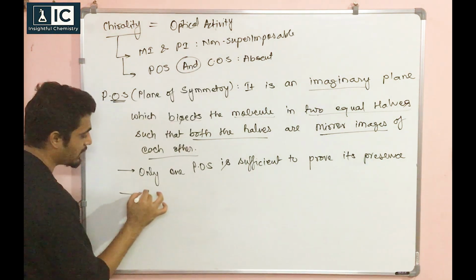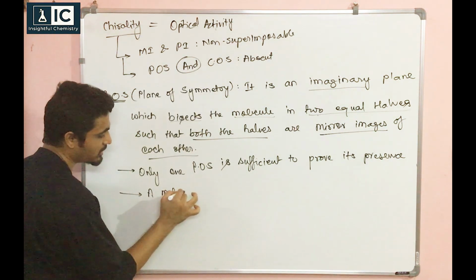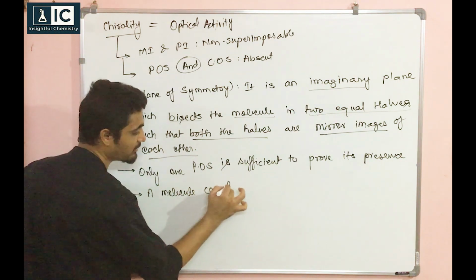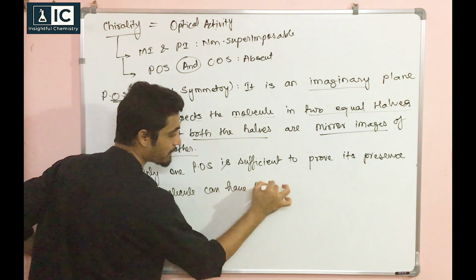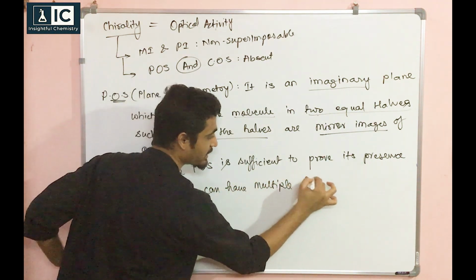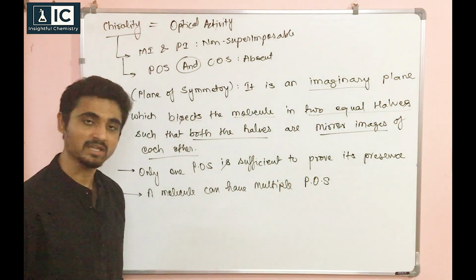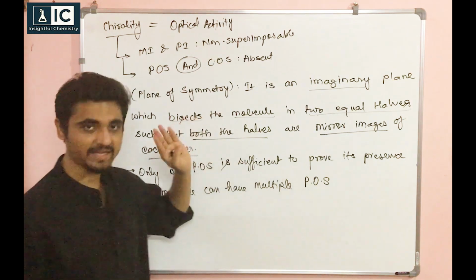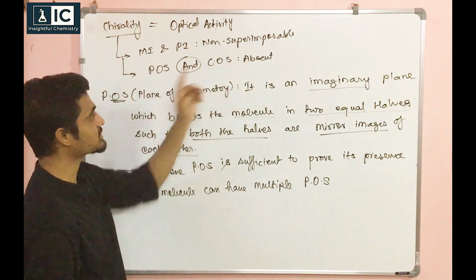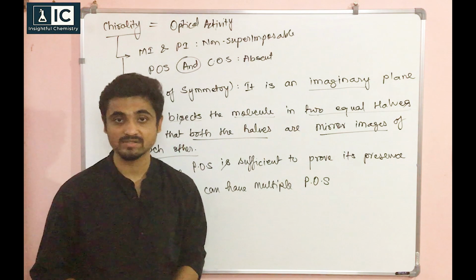Second, a molecule can have multiple planes of symmetry. It can have more than one, but I need only one. Clear this much? I'll take examples, don't worry. Next, let's go to COS.